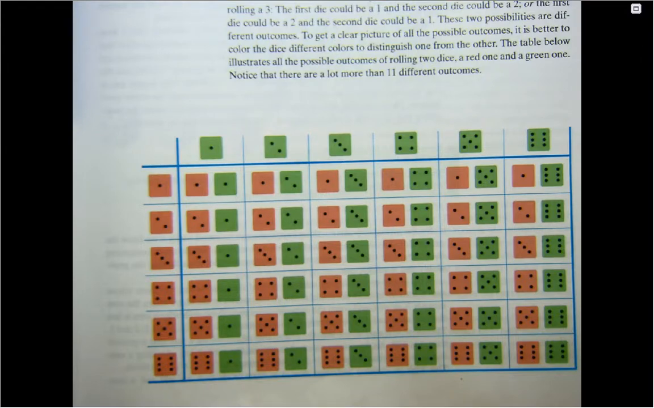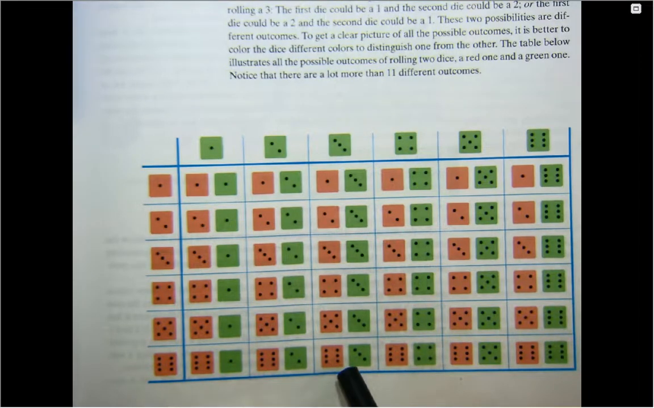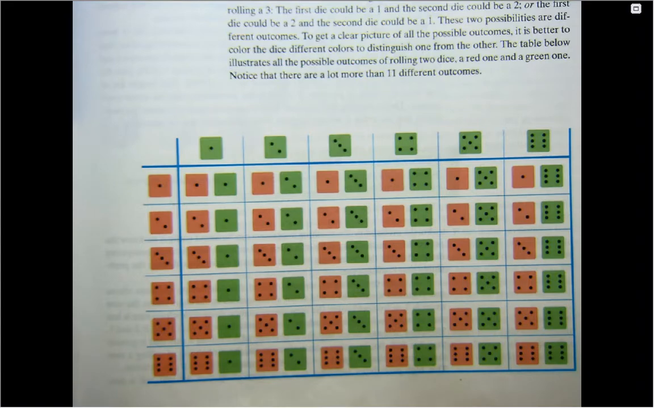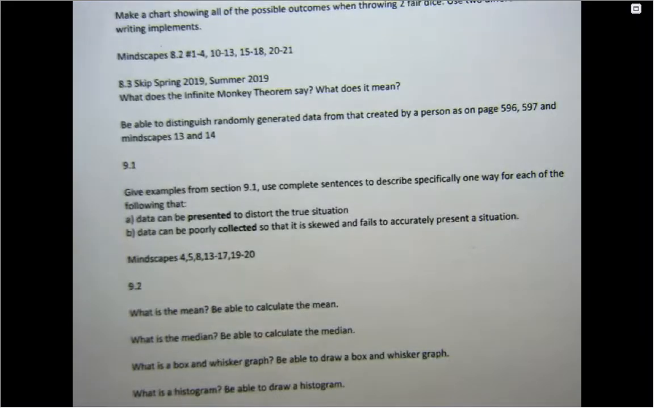So what would be the probability of rolling a 9 with 2 dice? Anybody want to tell? Good, 4 out of 36, because there's a 9, another 9, 9, and a 9. So 4 out of all 36. So you'd write 4/36.